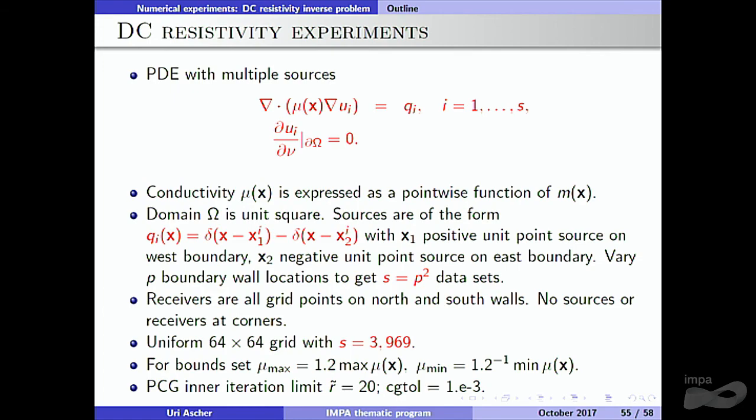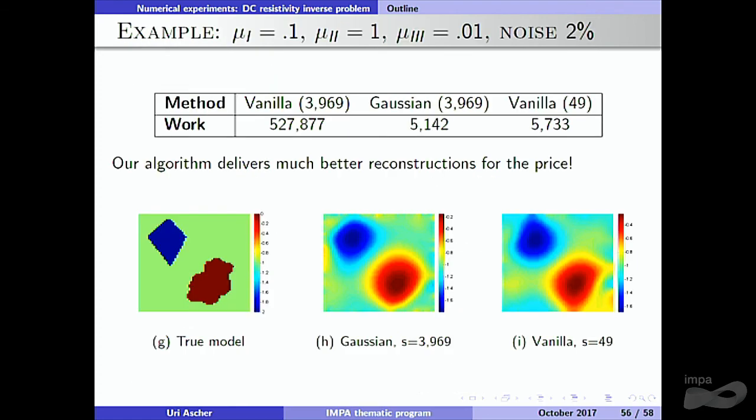So again, for this application here, and with these delta function sort of sources, vanilla here stands for don't do anything stochastic, just do the whole thing. If you have 49 PDEs, all 49 PDEs, don't play games. And so the vanilla with 49 sources ends up costing about 5,700 PDE solves. If you have 4,000 sources, then vanilla takes about 500,000. 500,000 is a bit too much.